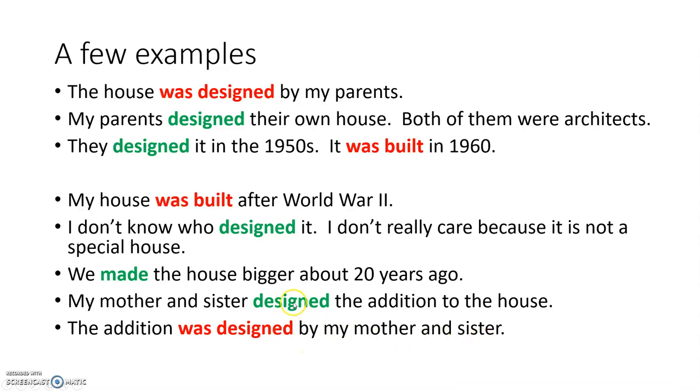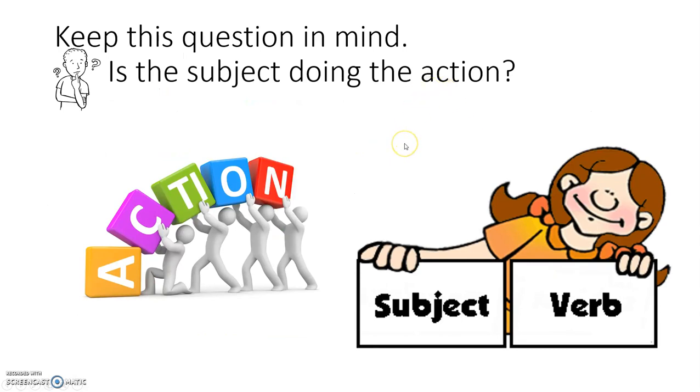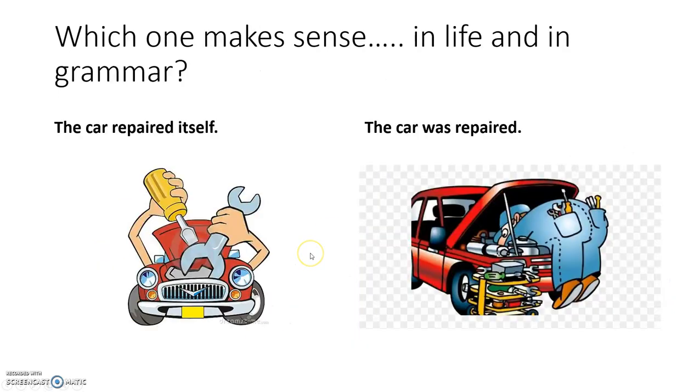Okay, the last two examples give the same idea. The first one's active, the second one is passive. So always think about the subject of your sentence. Keep this question in mind. Is the subject doing the action? If you say yes, it's probably an active sentence. If you say no, it might be a passive sentence.